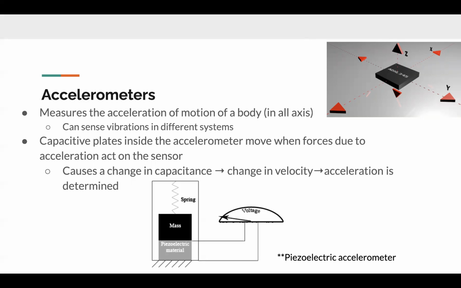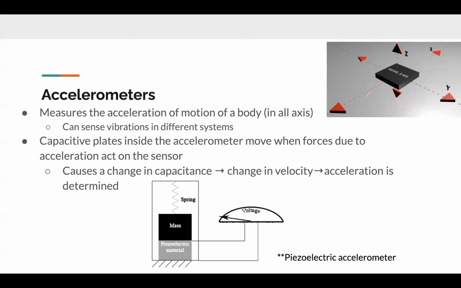And the way that it works is that it has different capacitive plates inside of it, and some are stationary, but some are also moving, and they move because of the forces that are acting on it. So as they move, it causes a change in capacitance, and from that, it's able to detect the change in velocity, which we all know a change in velocity is acceleration.